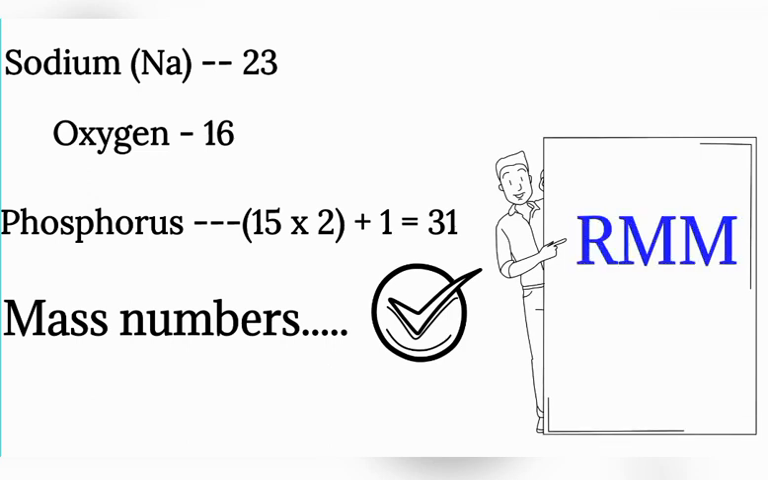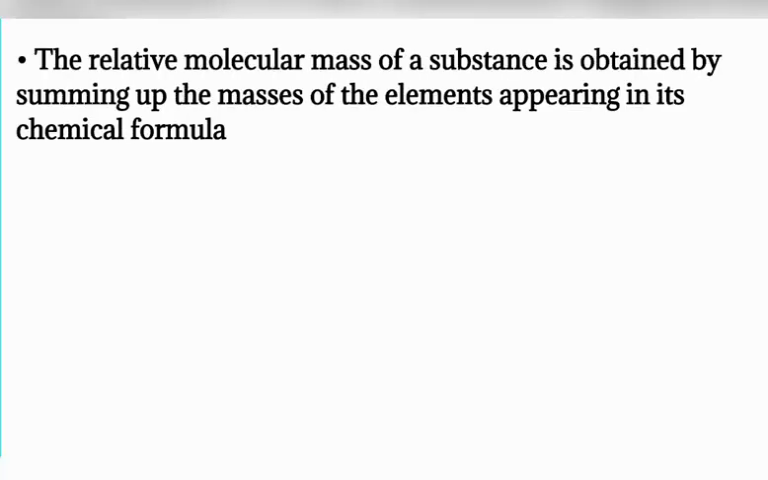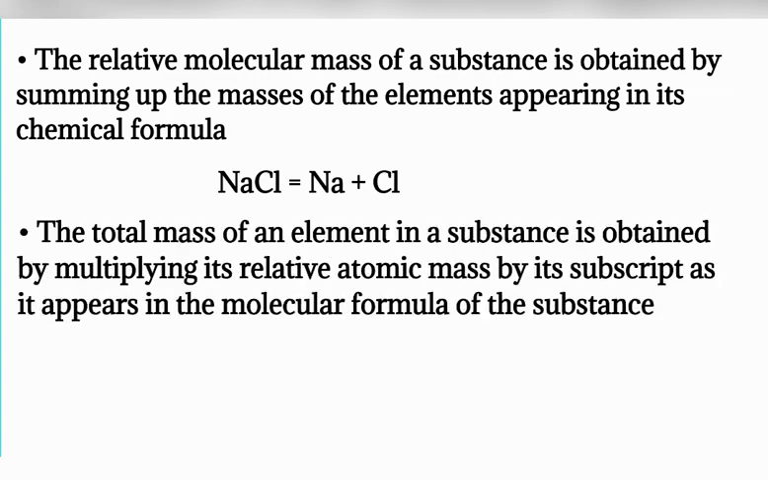So now let's go to relative molecular mass. The relative molecular mass of a substance can be gotten by the addition of all the mass numbers of the elements in its chemical formula. I've said this earlier: addition of the atomic masses will give you the molecular mass. For example, in sodium chloride, you can add up the mass numbers of sodium and chlorine to give you the relative molecular mass of sodium chloride. This relative molecular mass is also called molar mass.